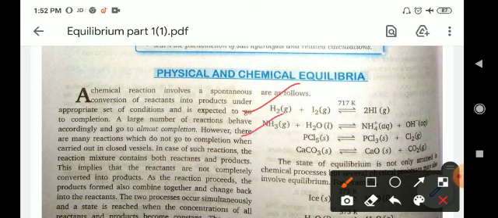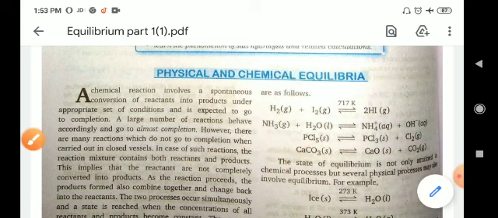There are other examples. NH3 plus water gives NH4 plus and OH minus. And another example, PCl5 gives PCl3 plus Cl2. Calcium carbonate gives calcium oxide plus carbon dioxide gas.